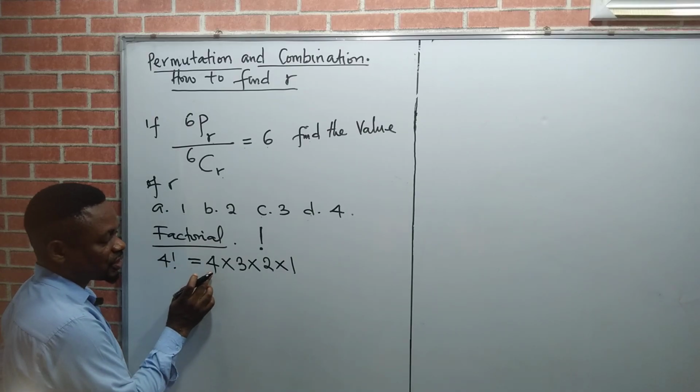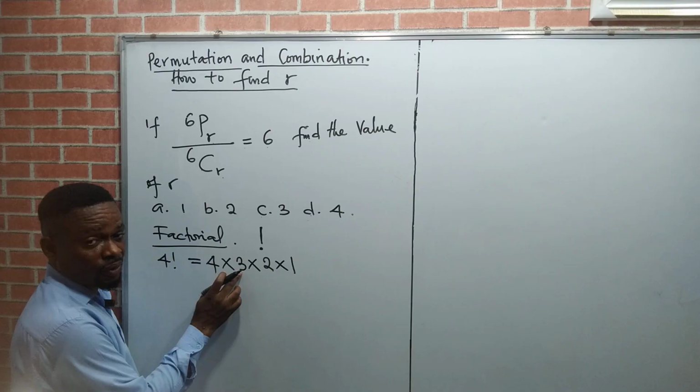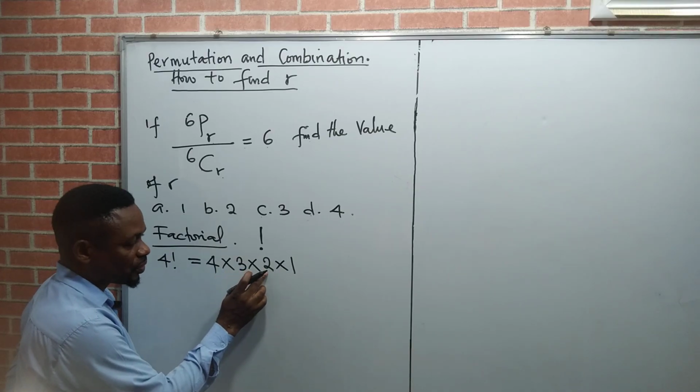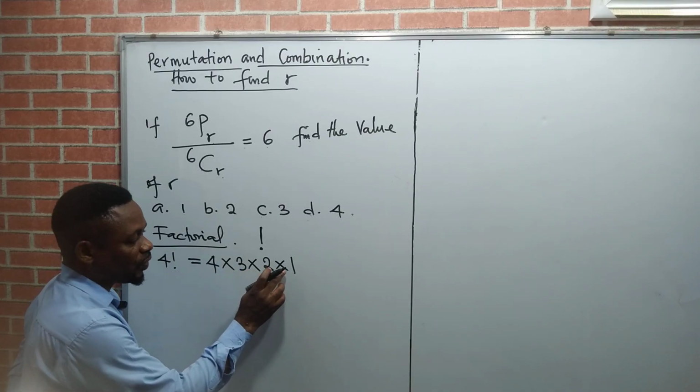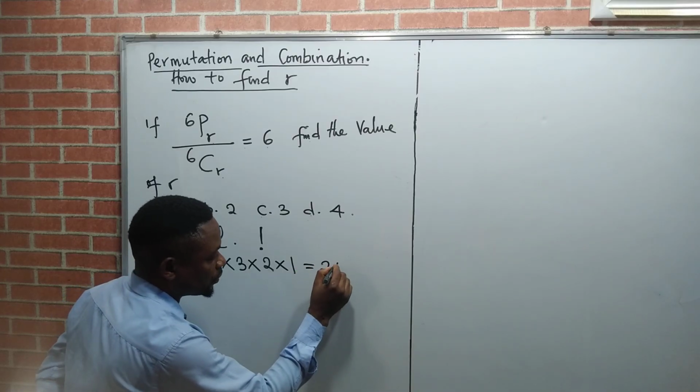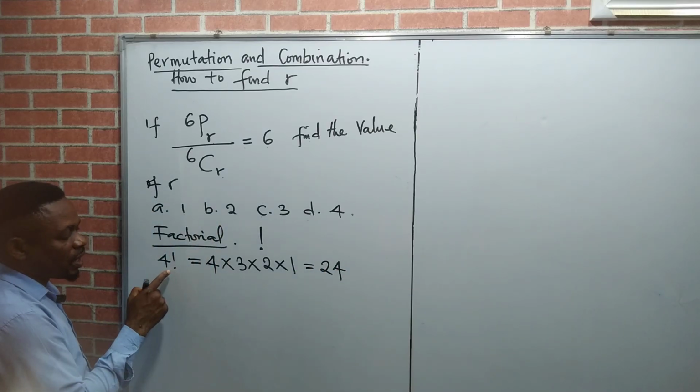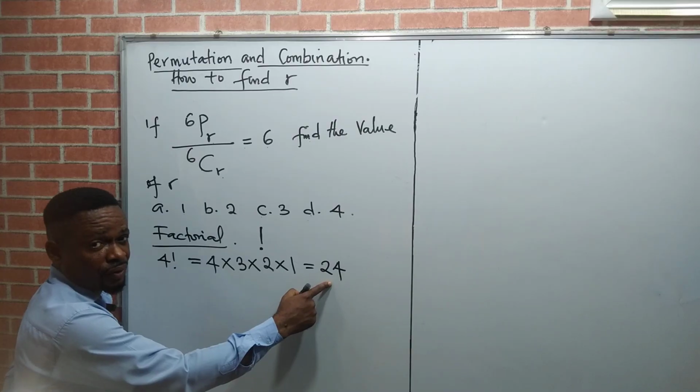So can you observe now that 4 times 3 gives you 12, and 12 times 2 gives you 24. Then 24 times 1 equally gives you 24. So which means 4 factorial is 24. Are you with me?